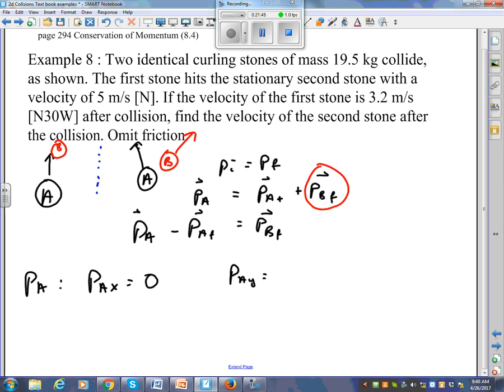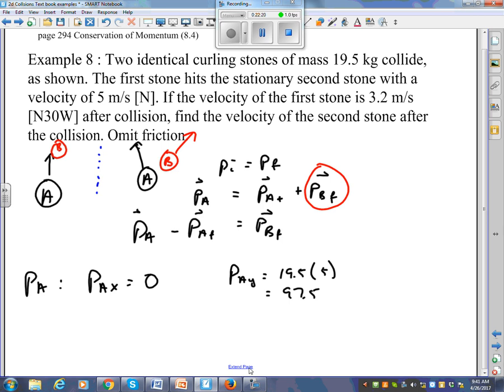5. Why didn't I pick 20? That's stupid. That's the mass. 19.5 times, the first stone hits the stationary second stone with a velocity of 5. So it's moving at 5. So it's 19.5 times 5. This is out of the textbook, by the way. I didn't pick these. 97.5 kilogram meters per second. I'll just leave the units out just to simplify it.